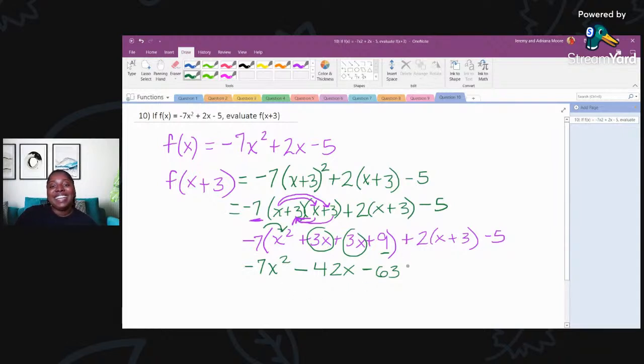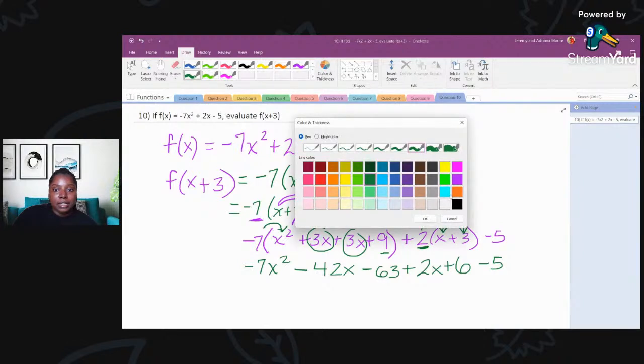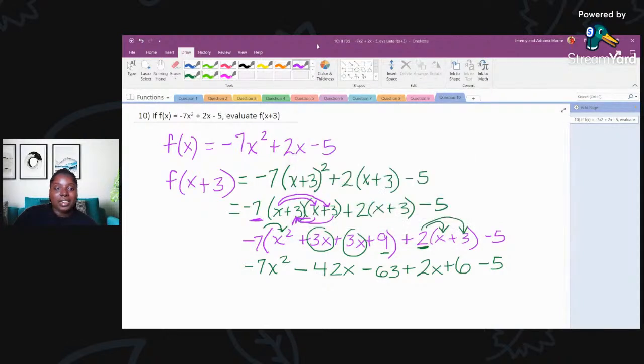Okay. So now distributive property. 2 times x is 2x. And 2 times 3 is 6. And we have nothing with this 5. All right. This looks super ugly. I know. I get it. It's really ugly. So we're going to combine our like terms to make it look a little bit prettier. It's not going to look much prettier, but we can make it look a little bit prettier. Okay. So we can combine these x's, and then we also can combine our constants, our numbers.